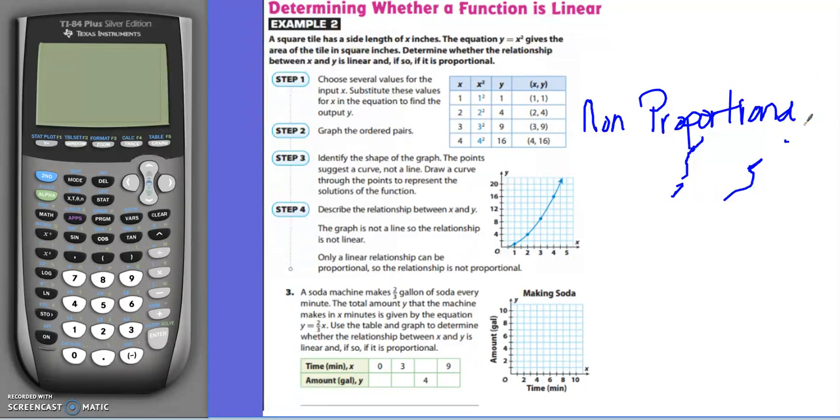Okay, let's take a look at number 3. It says a soda machine makes 2/3 gallon of soda every minute. So the total amount y that the machine makes in x minutes is given by the equation y equals 2/3 x. Use the table and graph to determine if x and y is linear, and if so, is it proportional? So right here it has a table set up for us.